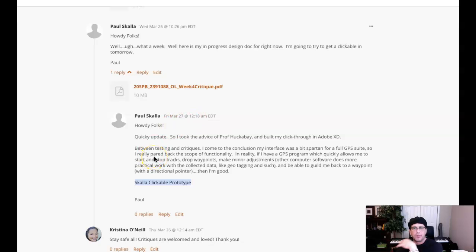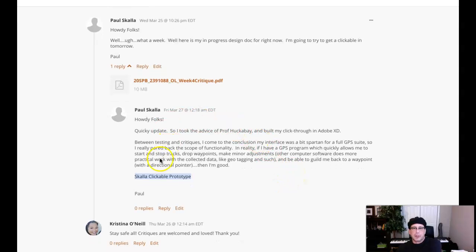I saw that note that Professor Huckabee had left you regarding using XD, and it was a great suggestion on his point. A lot of students are using PDF, clickable PDF, which is perfectly fine. Using a PDF is a perfectly viable option for presenting a low fidelity clickable prototype. But the advantage of using XD is it's a little bit easier to share, as you can just share a link. So let's go ahead and take a look at what you have.